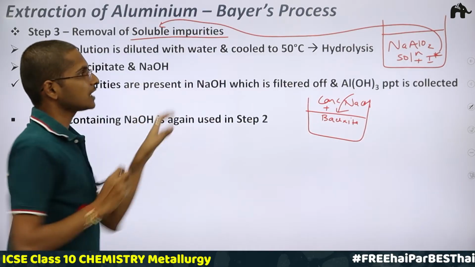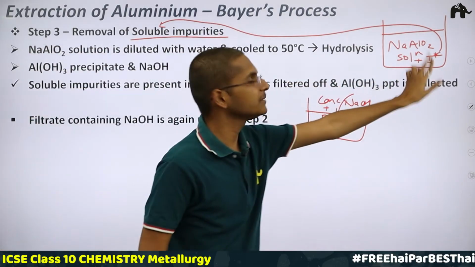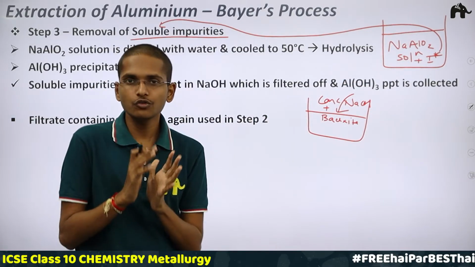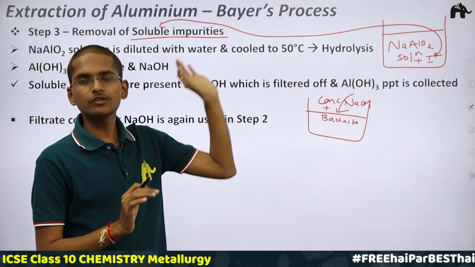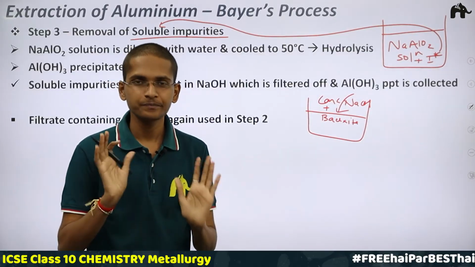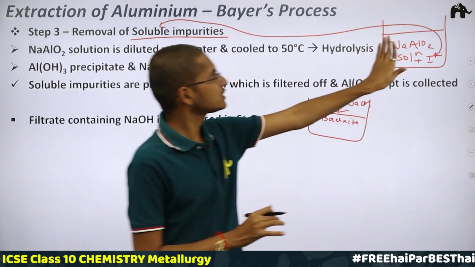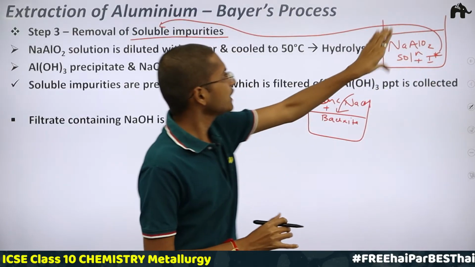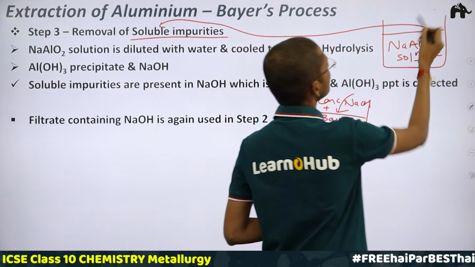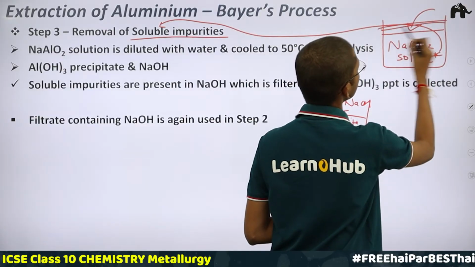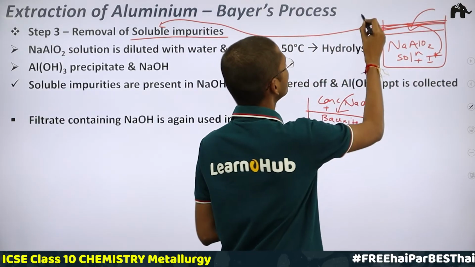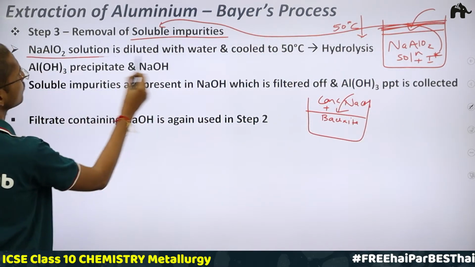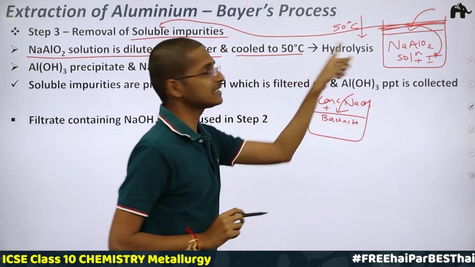And here our role comes in, to remove these soluble impurities. Once we have removed them, our job would be almost done. For that, we would take this NaAlO2 solution along with these soluble impurities and dilute it. We would add some water to it, because dilution means adding water, and then we would cool it to 50 degrees Celsius.